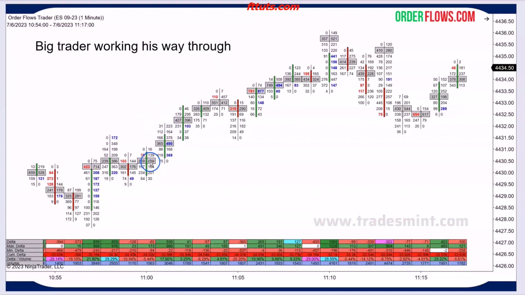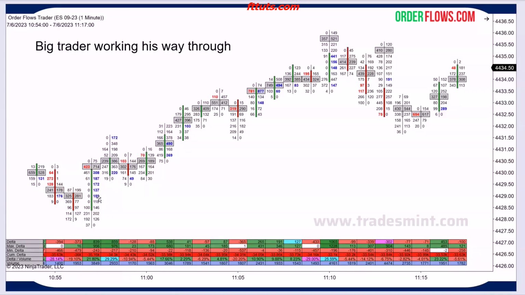So, for example, in this chart right here, you can see that there's a big trader working his way through with a big order. How can I tell? Okay, well, obviously the imbalances, right? It starts with a sweep oftentimes, where they sort of want to front load their order, right? Say a trader's got 5,000 E-minis to buy, right?